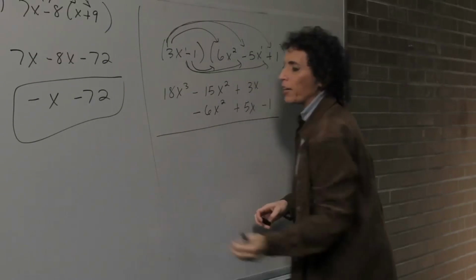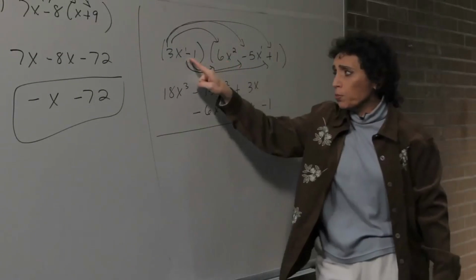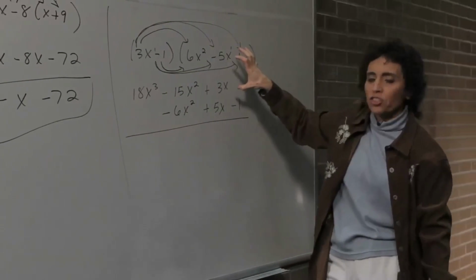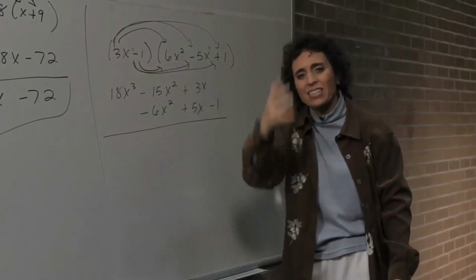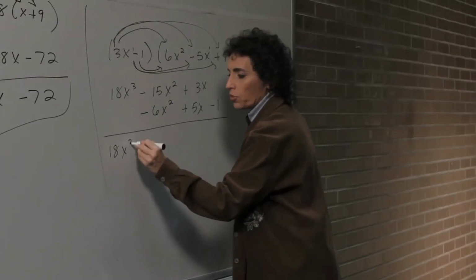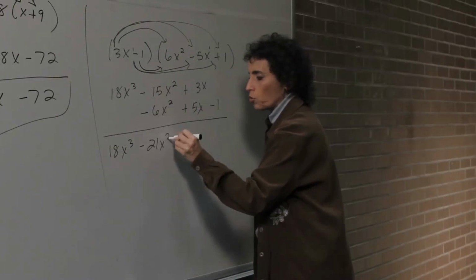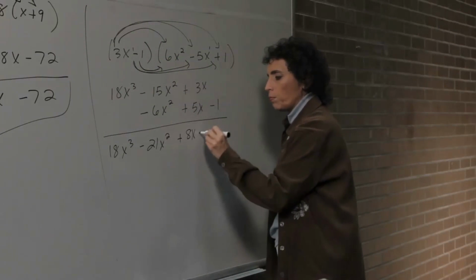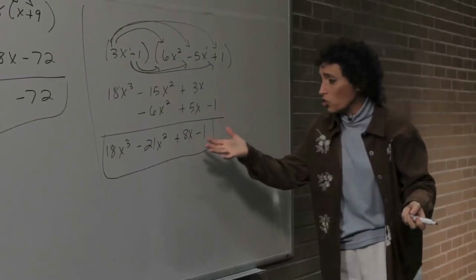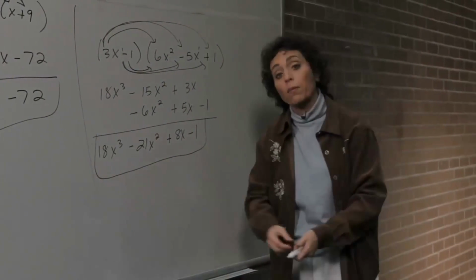The other thing I think about is exactly what's going on. I'm multiplying by a negative, so the only thing that's going to happen is I'm going to get these same numbers with different signs, because that's what negative 1 means, it means the opposite of. So let's combine our like terms. 18x cubed minus 21x squared plus 8x minus 1. We are done. So if you just understand the distributive property, you can do so many other problems.